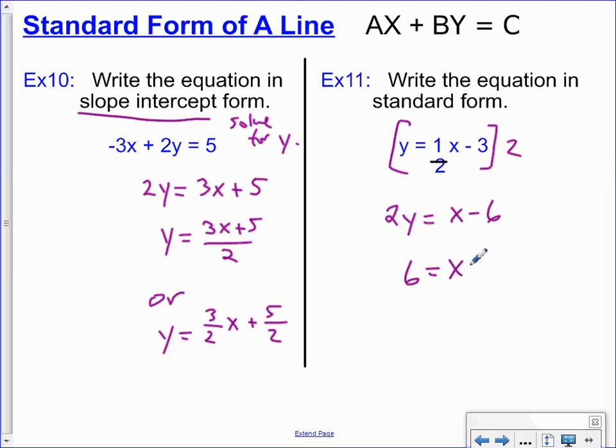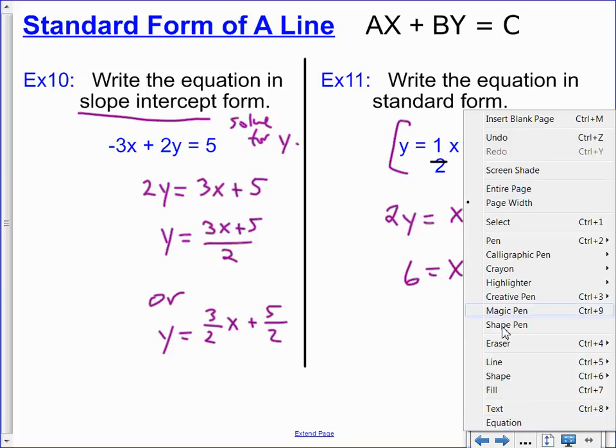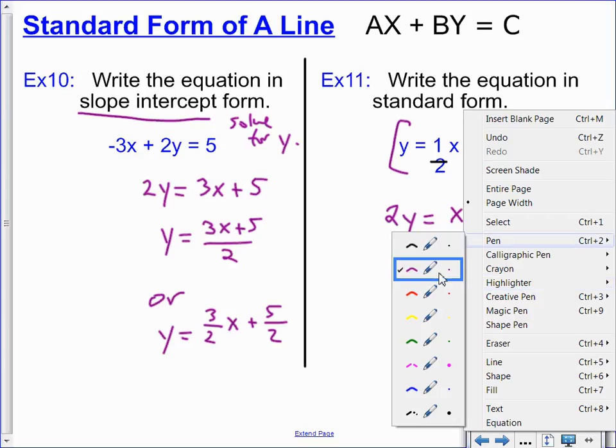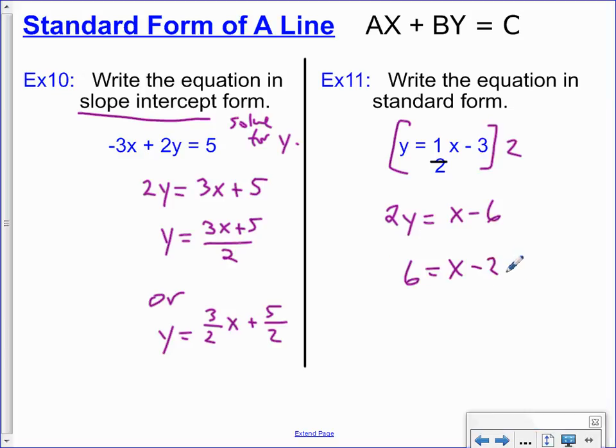So you could have x plus 2y, or you could have done negative x. I'm sorry, not plus 2y, minus 2y, right? So minus 2y. Or you can move the x, be negative x plus 2y equals negative 6. But that is too negative for me. Let's change it around. So x minus 2y is equal to 6.